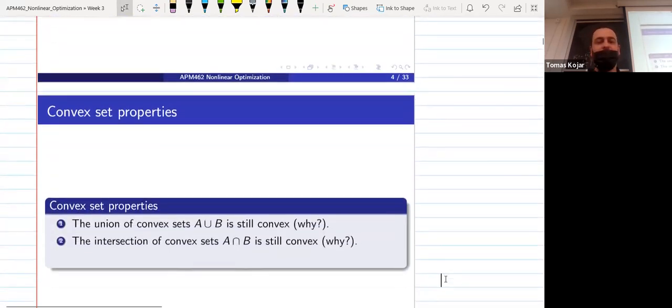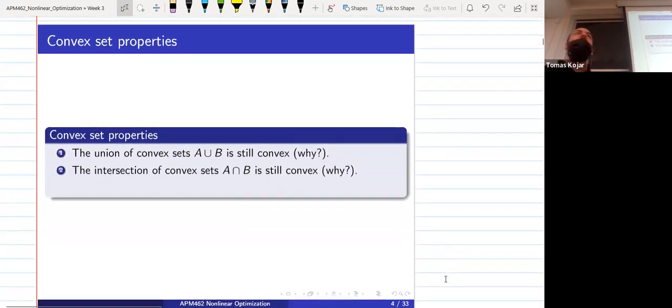So unions are not convex. What about intersections? Why are they convex? We're gonna use this later, so I know this is true. But let's prove it.